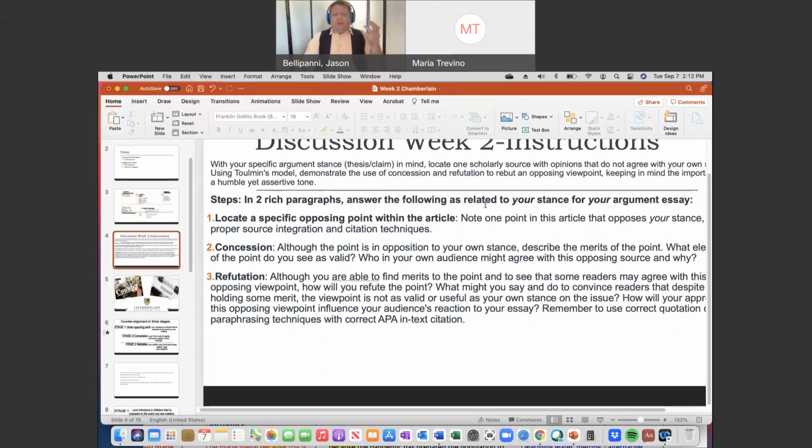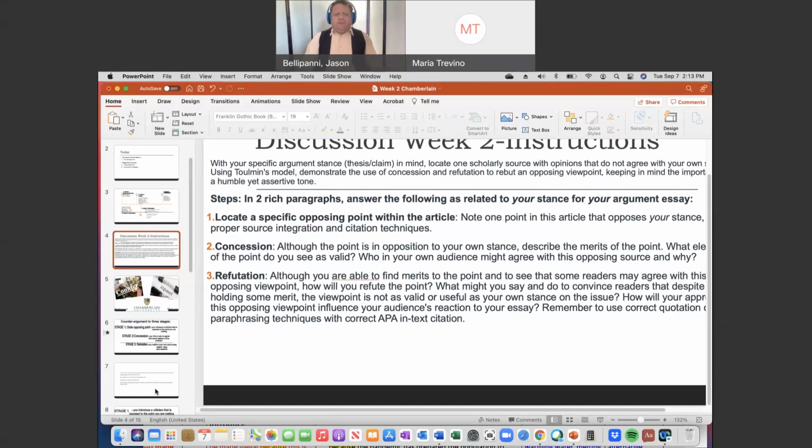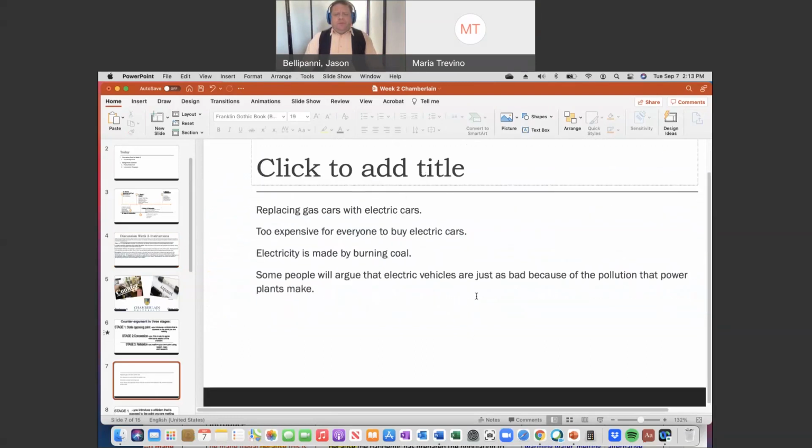one of your paragraphs can be explaining the opposing point, right? If you can really figure out what your opposing point is, and you find it, and then you explain what their whole deal is, what their point is, and then maybe you do the concession part, and then maybe you just do the second paragraph as the whole refuting it. Anyway, that's up to you, however you want to divide it. But you want to make sure that you have two paragraphs for the discussion board.